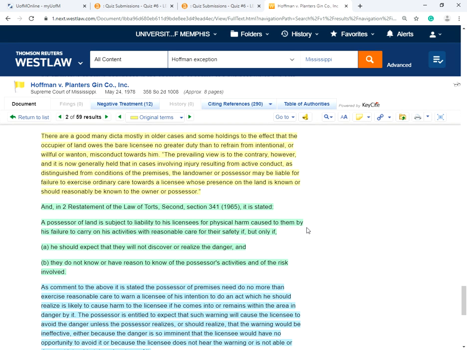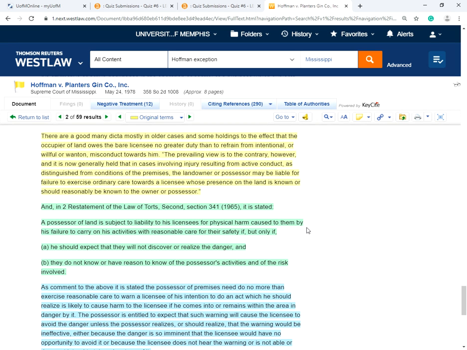And in this opinion, it says there are a good many dicta, mostly in older cases and some holdings, to the effect that the occupier of land owes the bare licensee no greater duty than to refrain from intentional, willful, or wanton misconduct towards him. And that seems to be the statute in Tennessee, that if you have a trespasser on your land, you can't set traps for them, you can't hurt them in any way for being on your property.